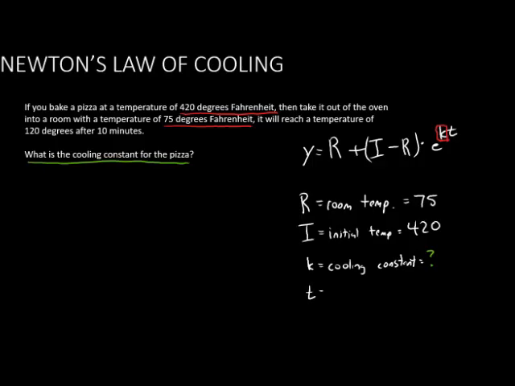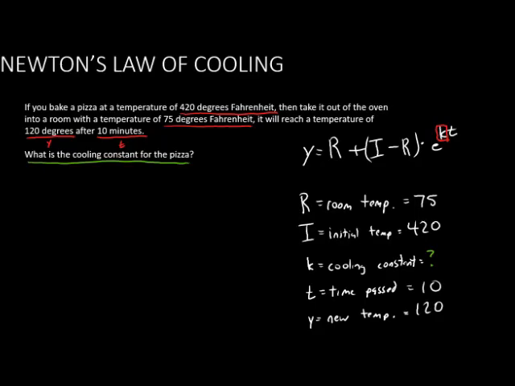The T will be the time that is passed. In the third line in the question, we are told that after 10 minutes, we'll end up with a temperature of 120 degrees. Therefore, we'll let the T be 10 minutes. Finally, the Y. The Y is going to be our new temperature after the time has passed. That new temperature is 120 degrees. So we let 120 degrees be Y and let T be 10 minutes.